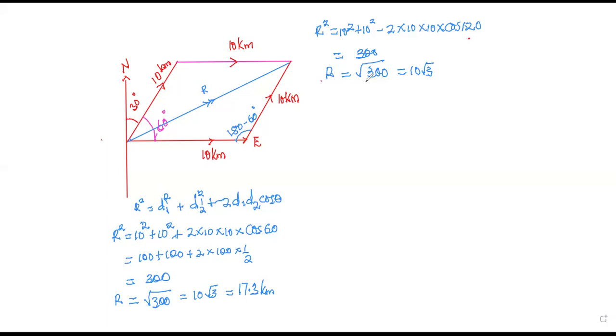Hey, Gideon, what's the question? Yeah, please. You're supposed to get 200. Come again. No, cos 60 is half. So 2 times 10 times 10, the half will cancel out. This is it. So you're supposed to get 300, not 200. So check it again. Frank, your hand was up. Sorry, it was a mistake. Okay.